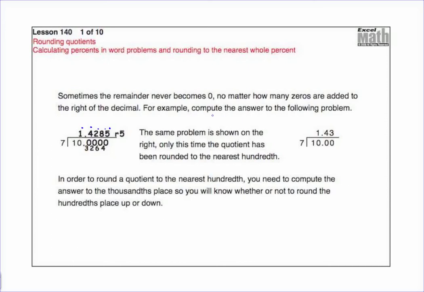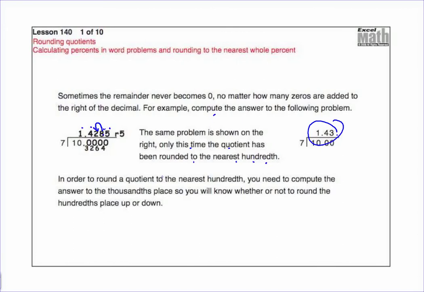For example, compute the answer to the following problem. The same problem is shown on the right, only this time the quotient has been rounded to the nearest hundredth. So instead of just keeping going and going, they rounded the answer to the hundredths place. The 8 tells the 2 to become a 3. So the answer is approximately equal to 1.43.